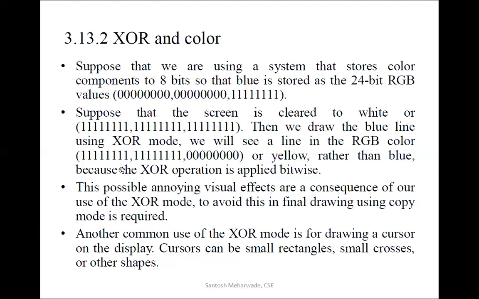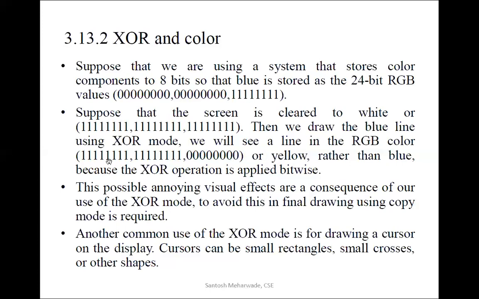If I perform the XOR operation between this white background color and this particular blue line, what will I get? Here 0 and 1, I will get 1; 0 and 1, I will get 1; and here 1 and 1, both are the same, so I will get a 0. So on the screen, will I be able to get the blue line over here? What is my result here? Here I'm getting a kind of yellow color.